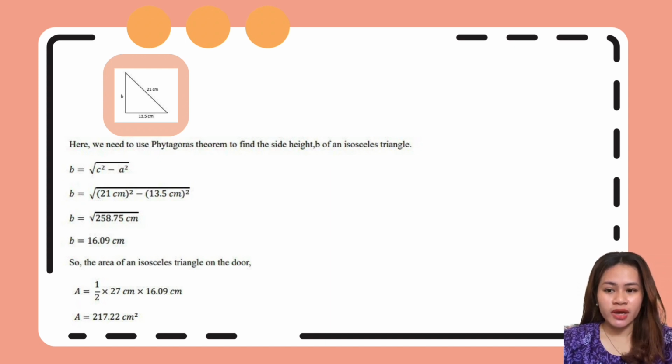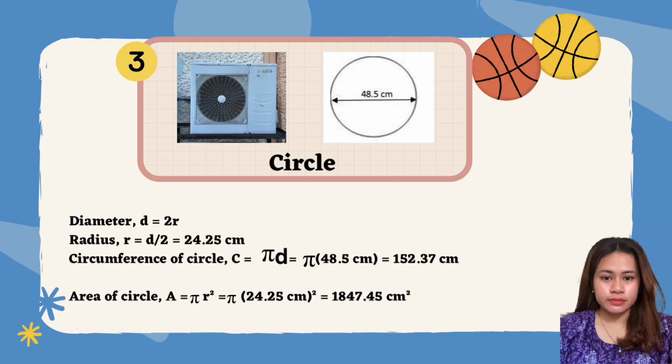So we can find the area of the isosceles triangle on the door using the formula A equals 1 over 2 times base times height. So the area is A equals 217.22 cm squared. The third shape is the circle.